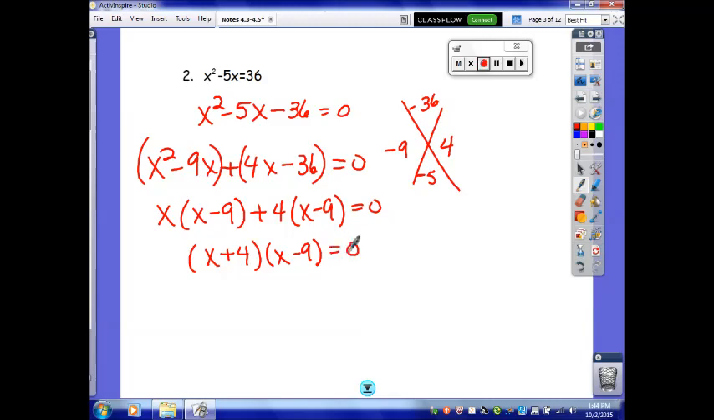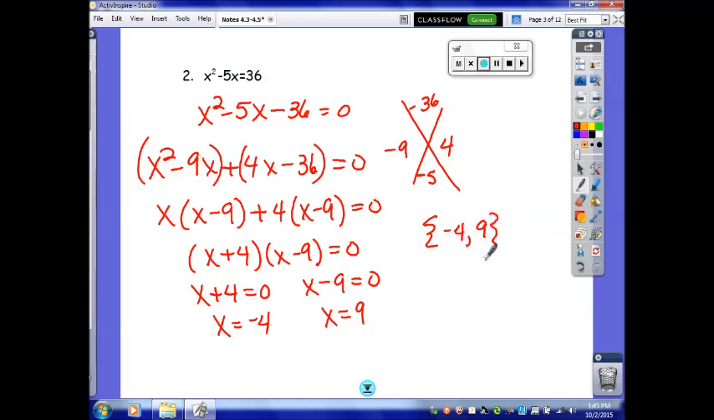Alright, apply the zero product property. So set each factor equal to 0. So my 2 solutions are negative 4 and positive 9. So we write those in a set, negative 4 and positive 9. Here again, take the time to check your answers. Go back and plug them back in.